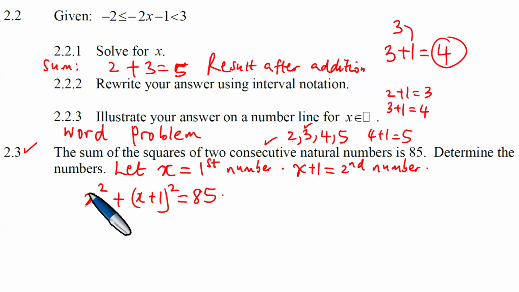Next, we have x squared. Now let's square this one. What is x plus 1 squared? You're going to write x squared, then the next thing is x times 1. What is x times 1? It is x. Then x times 2 is 2x. Then 1 squared.